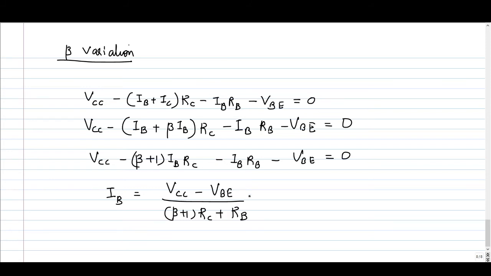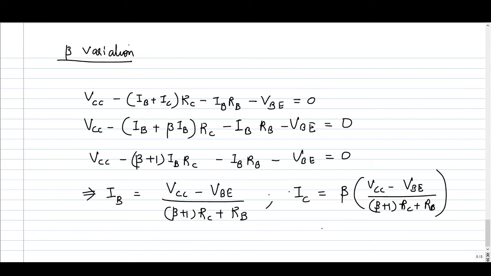I have just rearranged this expression so that I will get an expression for IB. Okay, so IB is VCC minus VBE by (beta plus 1) into RC plus RB. So what is IC? If this is IB, what is IC? IC is beta times IB. So it is beta into this expression, VCC minus VBE divided by (beta plus 1) into RC plus RB.